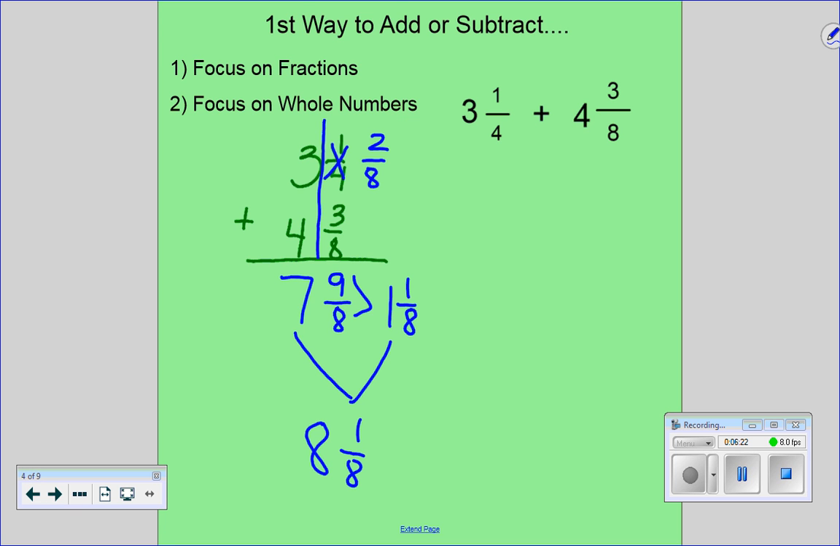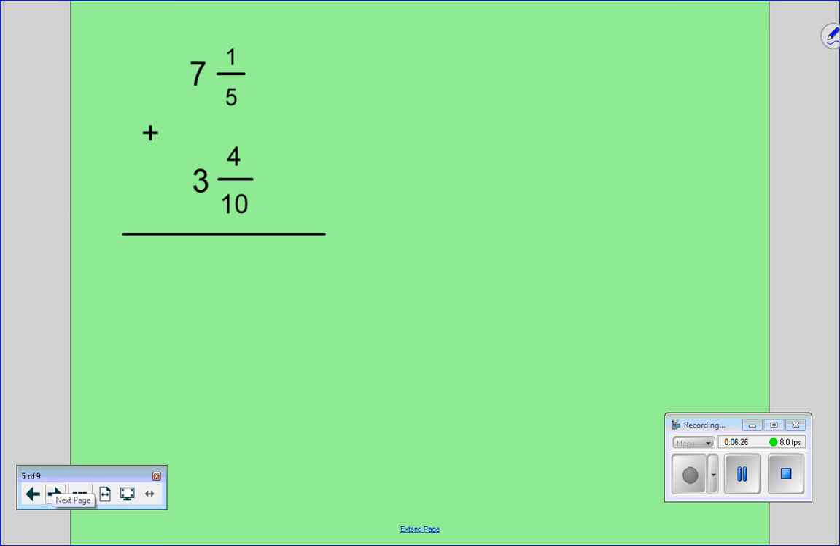So we'll do some more practice. All right, so let's do this one. We'll do it together. If you want to try it by yourself, that's fine. Does not matter to me.